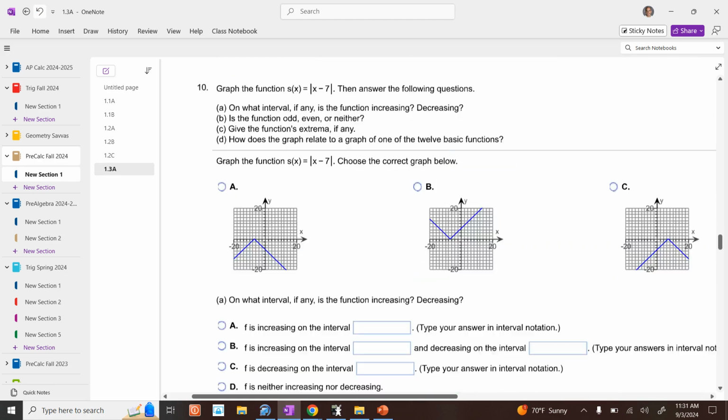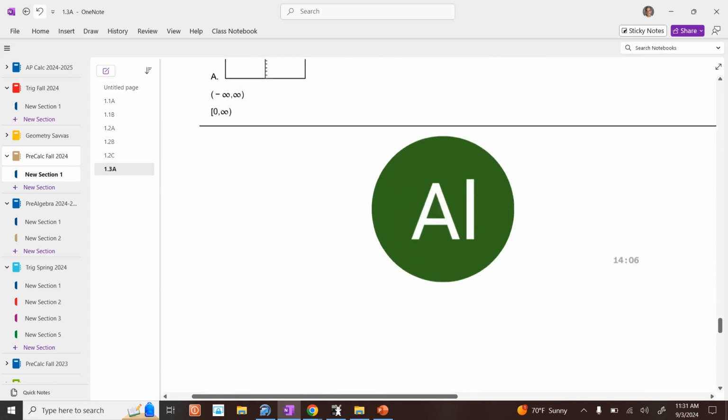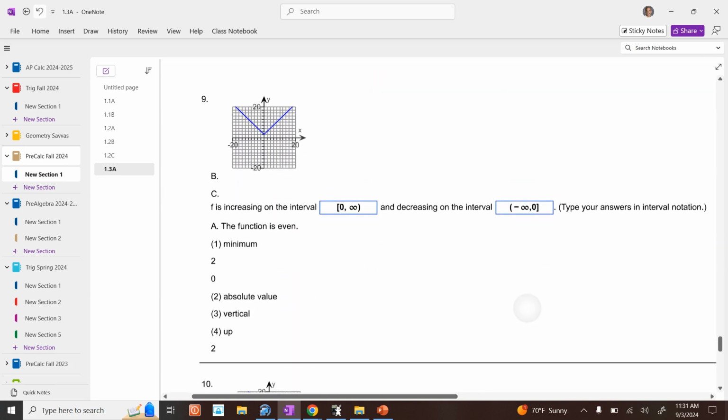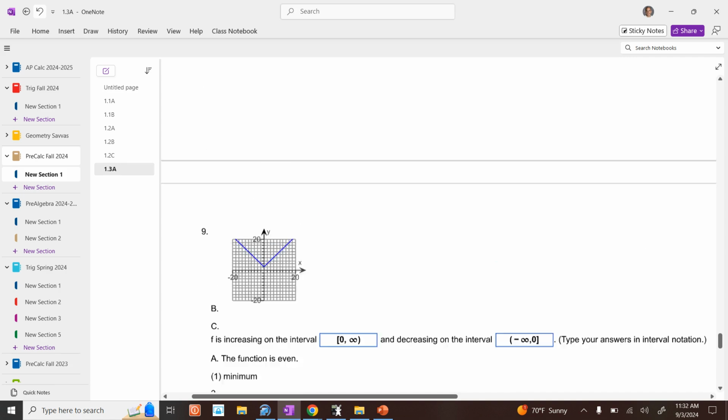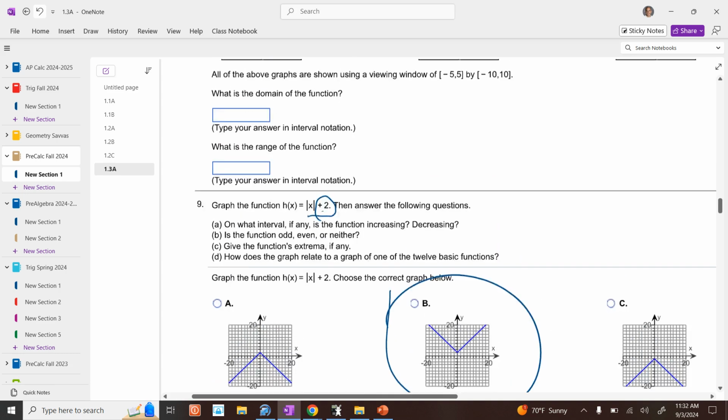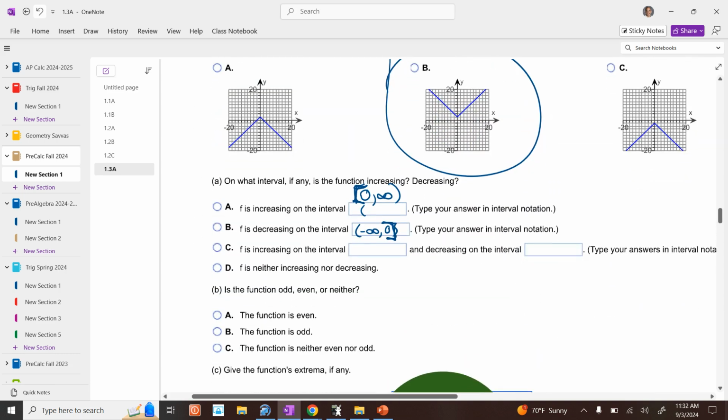And I'm going to run down and check and see if my answers are right. Yeah, you need a bracket on there. Okay. Oh, I wrote the answer in the wrong place. So it's increasing from 0 to infinity and decreasing from negative infinity up to 0.